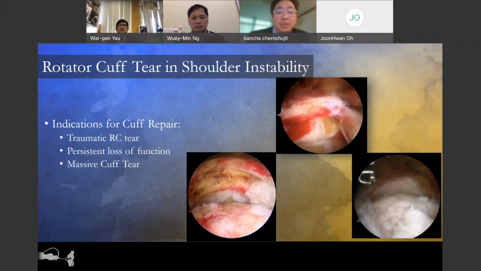So the rotator cuff tear, indications for cuff repair: dislocation with cuff tear is a traumatic cuff tear. So most of the patients need to be repaired because this is a traumatic cuff tear. You have no role of conservative treatment in traumatic cuff tear, okay? And also persistent loss of function.